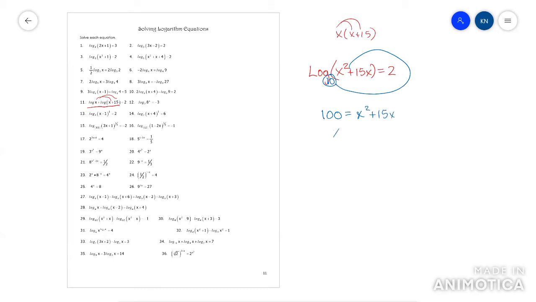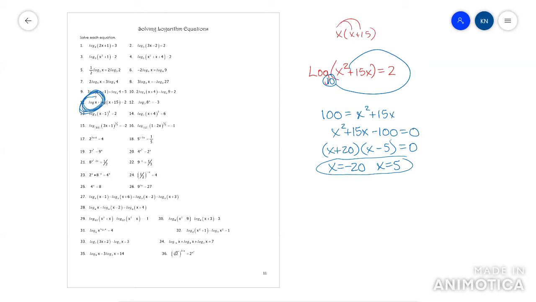Now it's a quadratic that you're trying to solve, so make it equal to 0. That way you can try to factor it. This one does factor. So you're going to get answers of x equals negative 20 and x equals 5. Well, you better check them, because if you plugged in, just look right here, right at this part, if you plugged in negative 20 there, it's log of a negative. So this answer gets tossed. Your answer is only x equals 5.